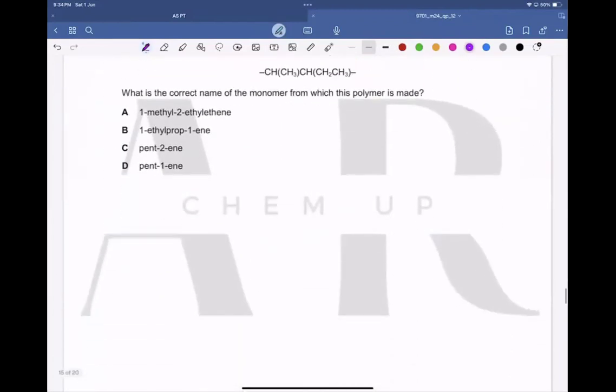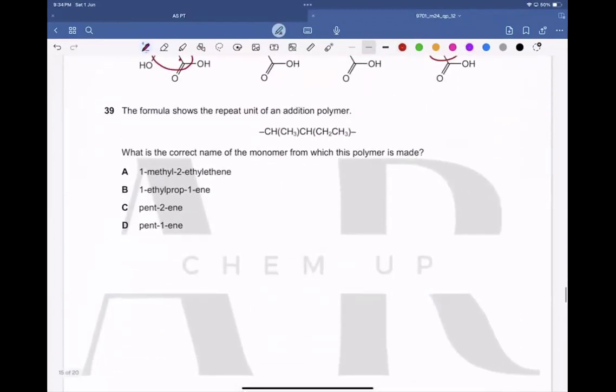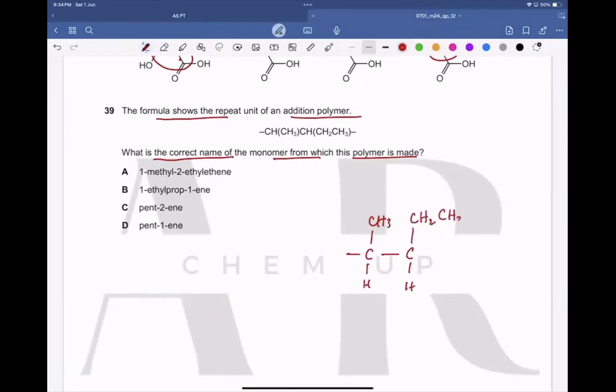Now question number 39. The formula shows the repeat unit of an addition polymer. What is the correct name of the monomer from which this polymer is made? So see, we have one carbon having the hydrogen and CH3, and then the other carbon having the hydrogen and then CH2, CH3, right?